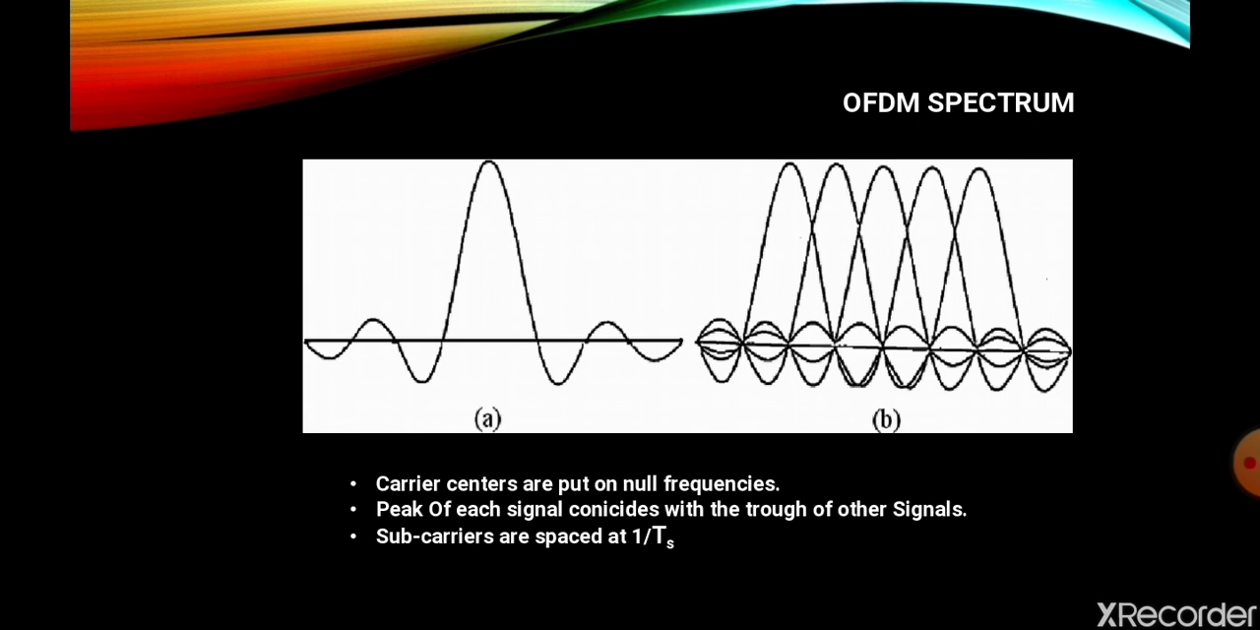When do you say they are orthogonal? Look at the figure and you can see the carrier centers, that is the peak of one carrier falls at the null frequency of the other. That is the zero crossing. So the peak of one subcarrier falls at the null of the other subcarrier. That is when we say it is orthogonal. Or you can say that the peak of each signal coincides with the trough of the other signal, and the subcarriers are spaced at 1/Ts to meet the orthogonality principle.